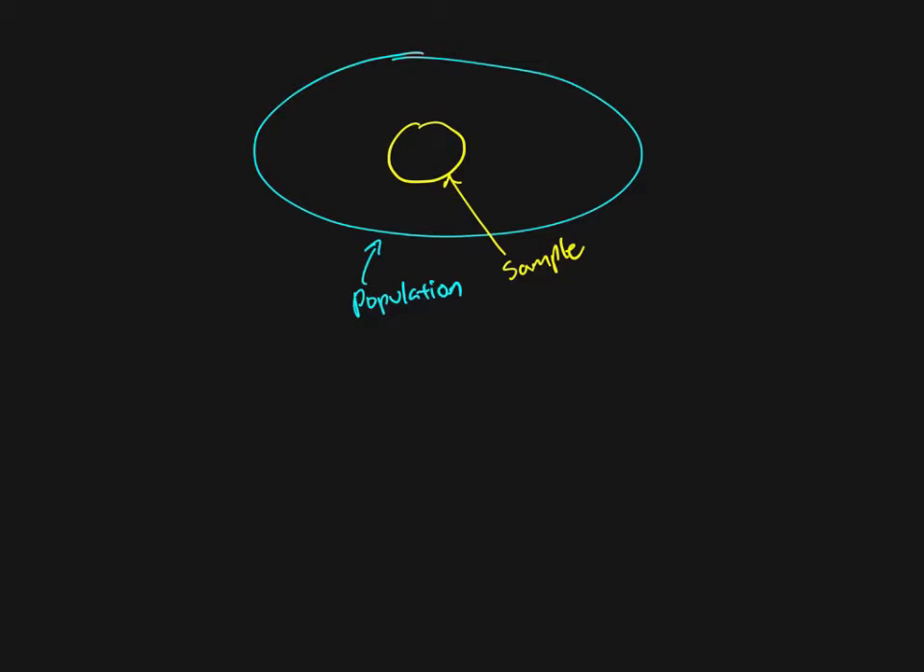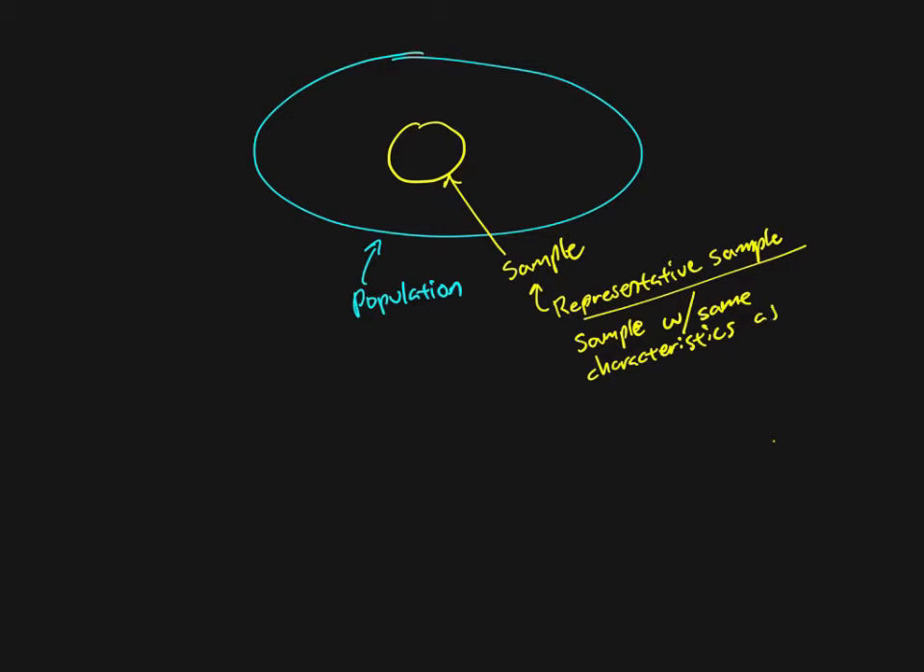And again, the key question is, can we use the sample to represent the population? We say, is the sample representative of the population? If the sample is representative of the population, what that means is simply that it is a sample with the same, or at least very similar, characteristics as the population.